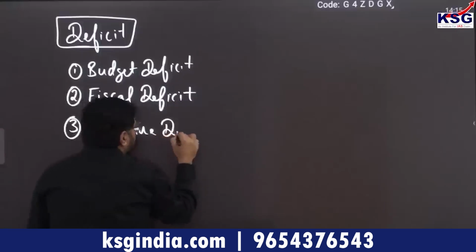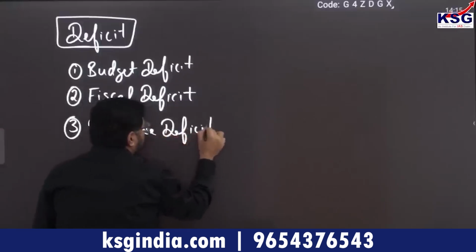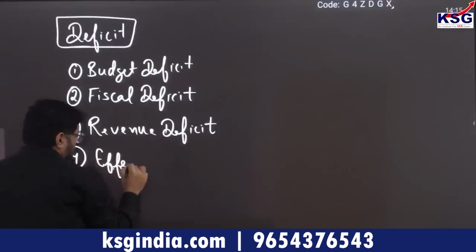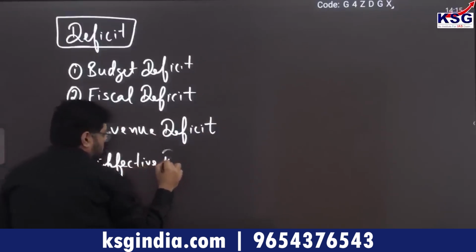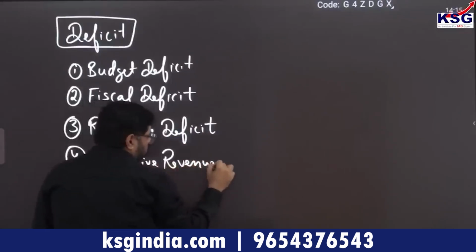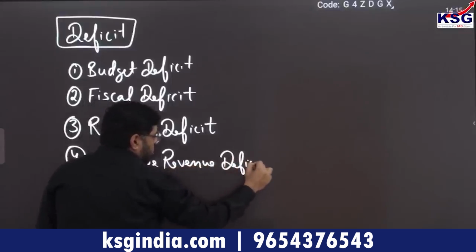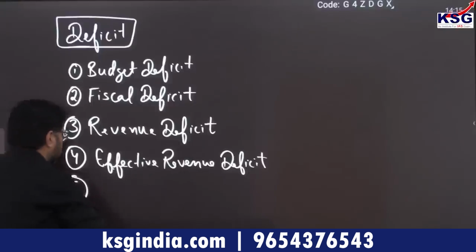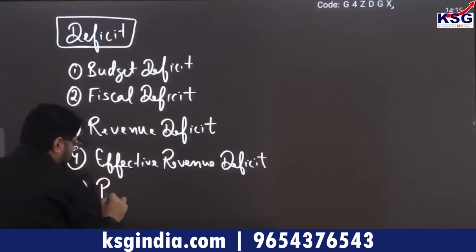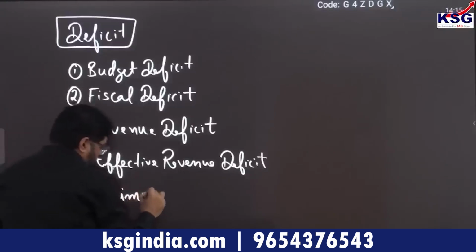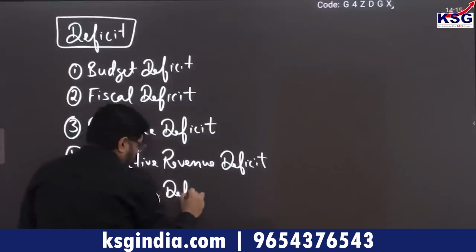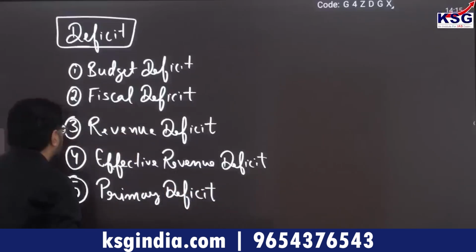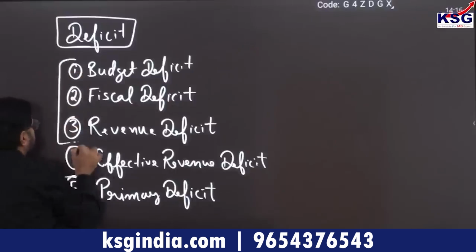revenue deficit. Number four, effective revenue deficit. And number five is primary deficit. Okay, now first of all, in these deficits we'll understand these three deficits first.